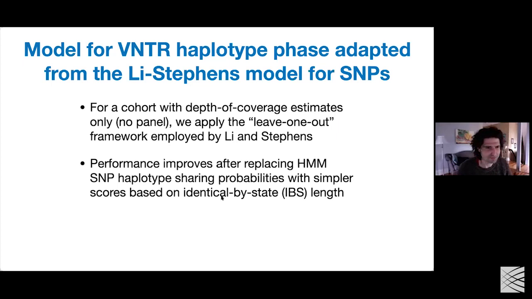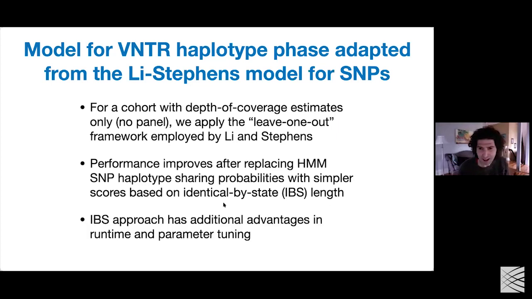Anyhow, after extensive prototyping and benchmarking this method, we discovered that the HMM mosaic copying probabilities seem to sort of overweight the best matches in the panel, and that we could achieve similar or improved results even by replacing the copying probabilities with simpler scores computed from identical-by-state length between haplotypes. Since this approach had advantages in runtime and parameter tuning, we actually adopted this simpler approach for our analysis in UKB.